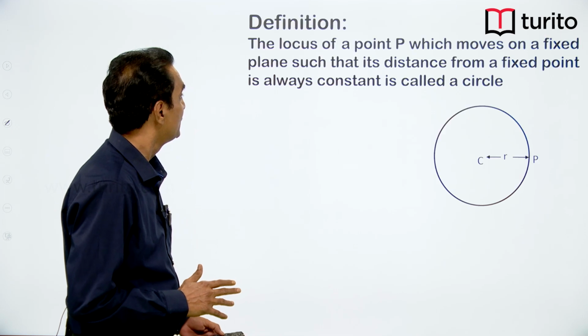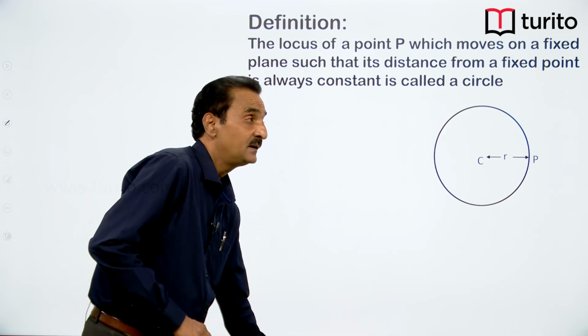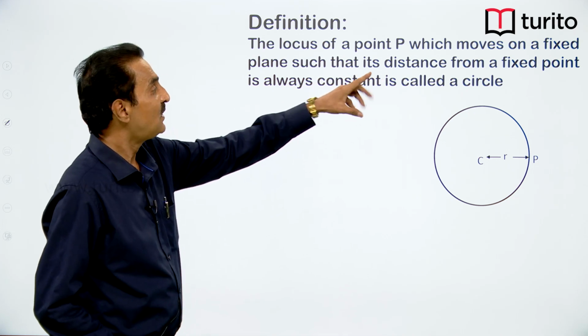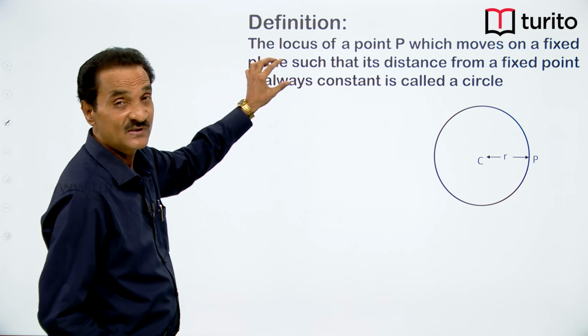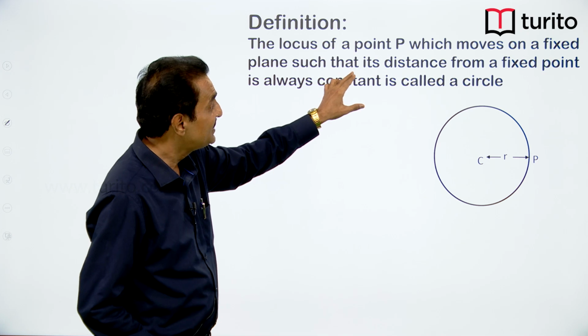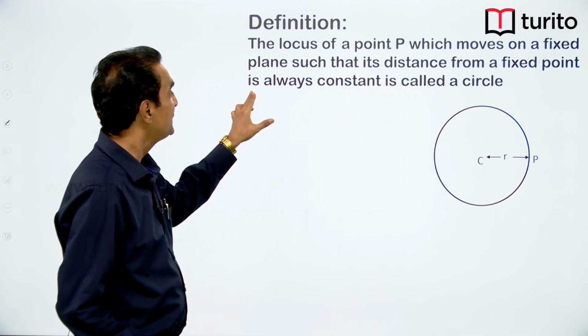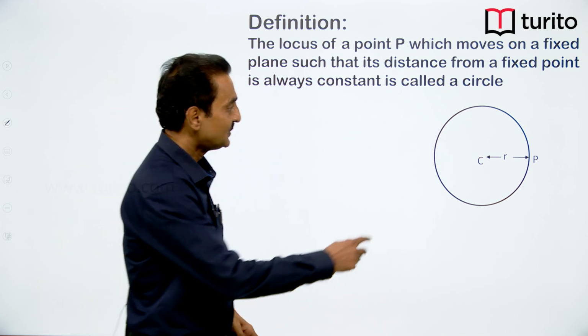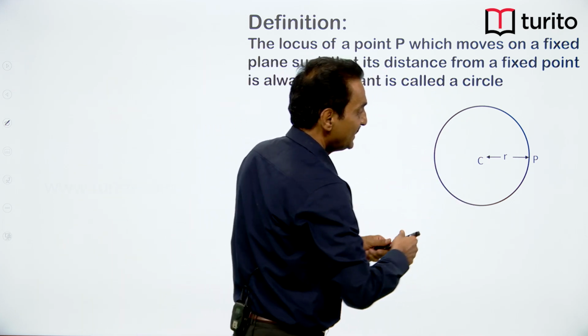First, let us discuss the basic definition of a circle. The locus of a point P which moves on a fixed plane such that its distance from a fixed point is always constant is called a circle. So, this is the shape of the circle.